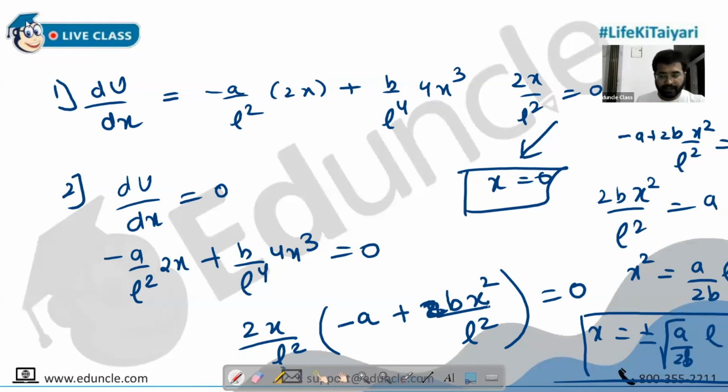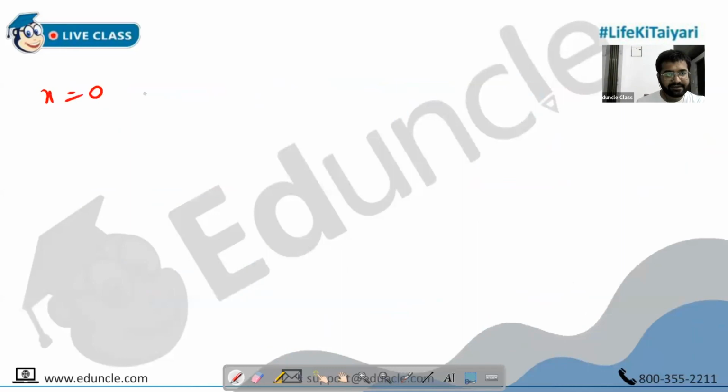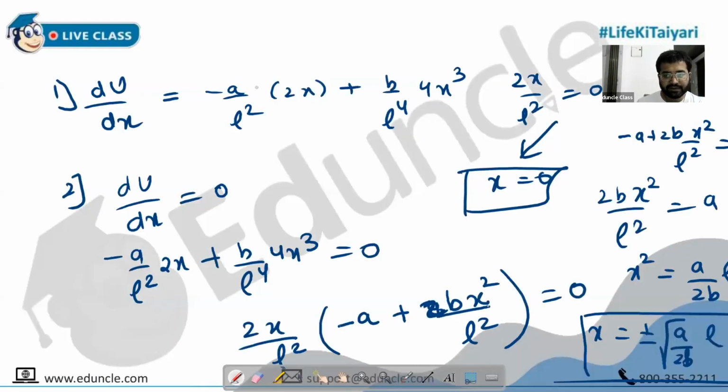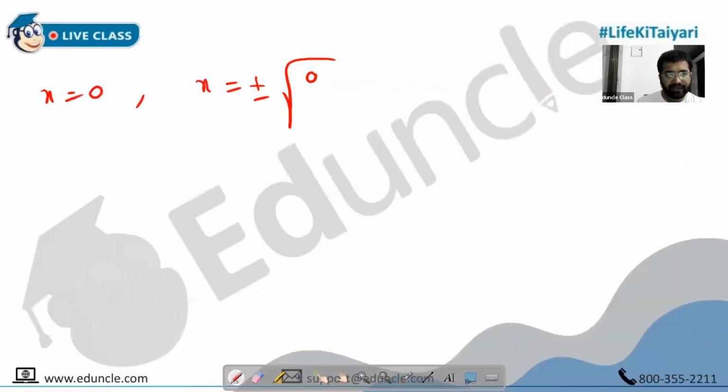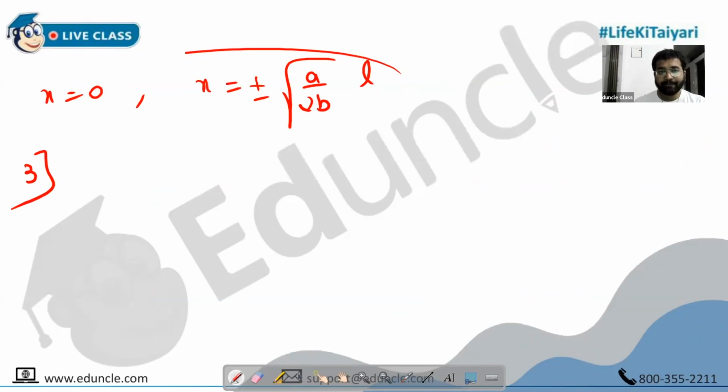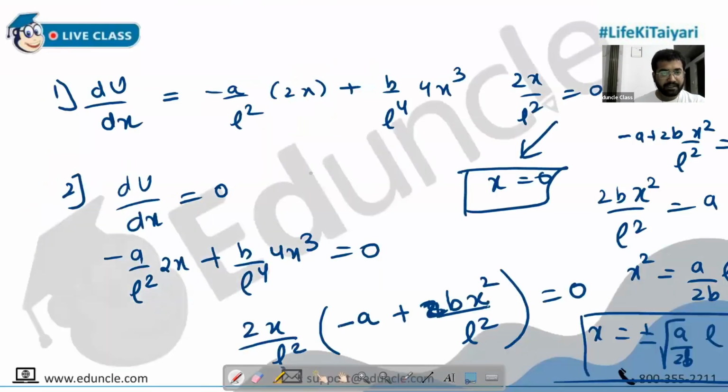No, sir, it's perfect. So we have got x equals 0, and we have got x equals plus or minus under root of a upon 2b times L. Okay. Now the third step. So these are the 3 positions. We don't know out of these 3 which one is stable and which one is unstable. No? We don't know that. Okay. So first we will find the second derivative, d square u upon dx square. Okay. So let's do that.